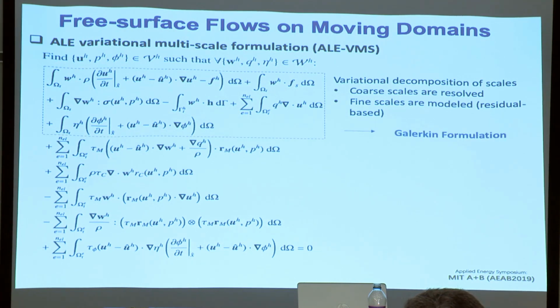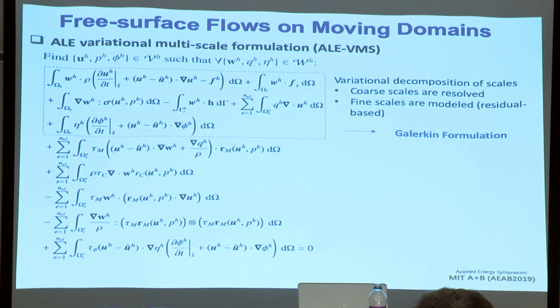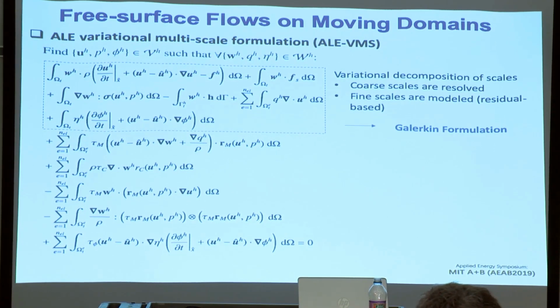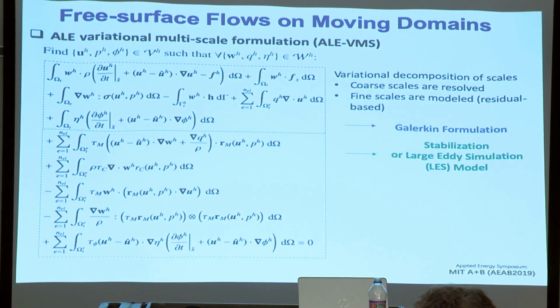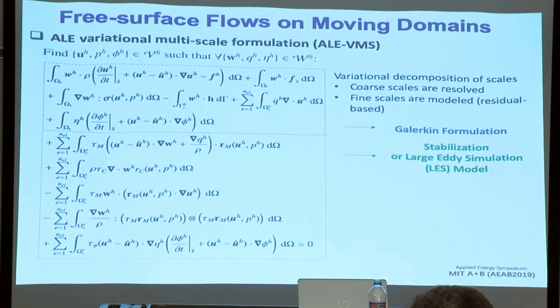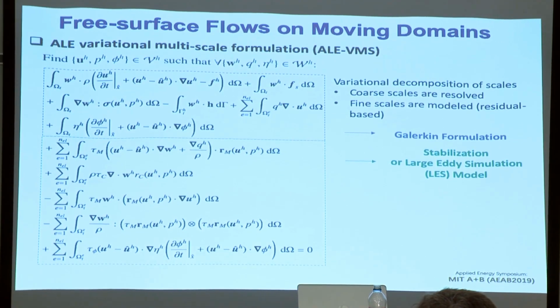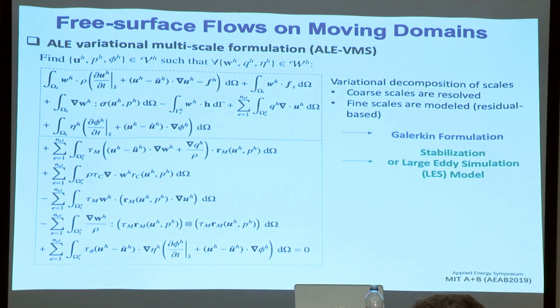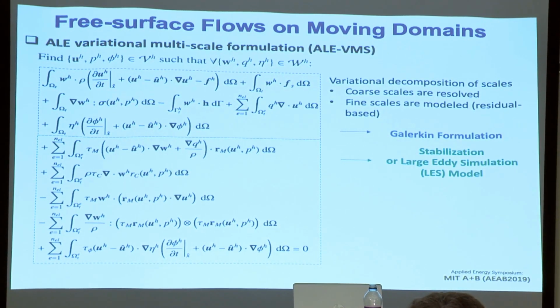If you solve a flow past a tidal turbine, the Reynolds number of the fluid flow is very high, so you need a turbulence model. If you look at this formulation, you will see the first three lines are the standard Galerkin formulation, which you typically see in finite element. And those fine scale terms act as a large eddy simulation model for turbulent flow.